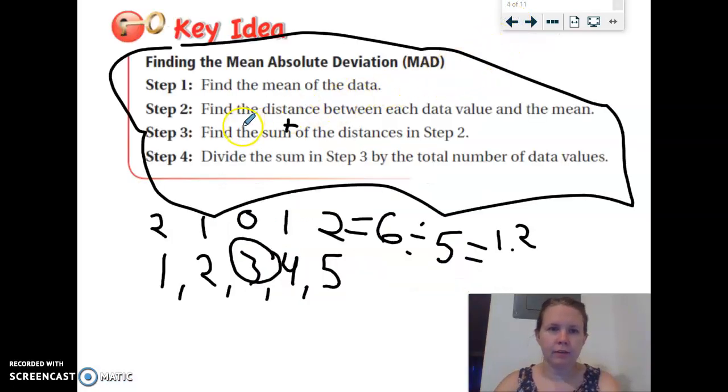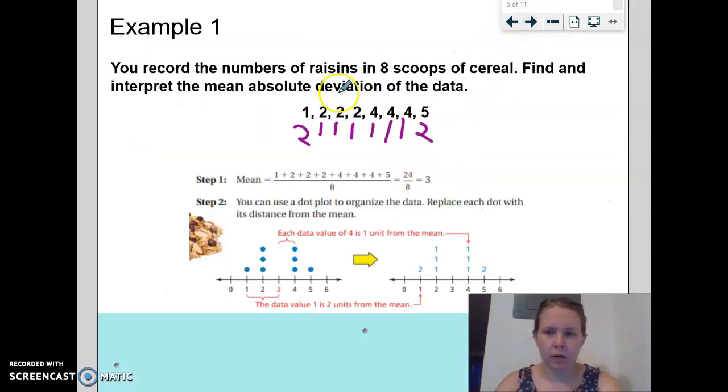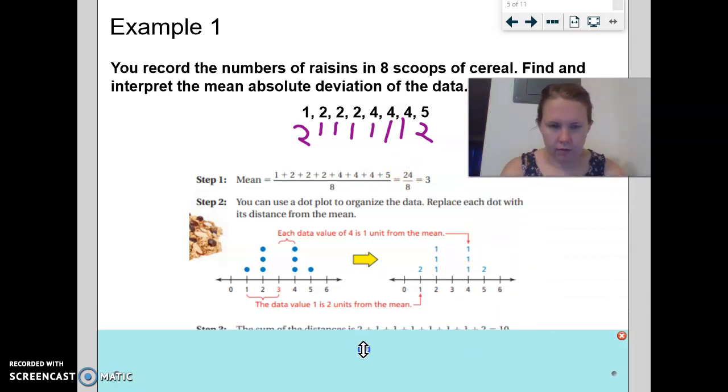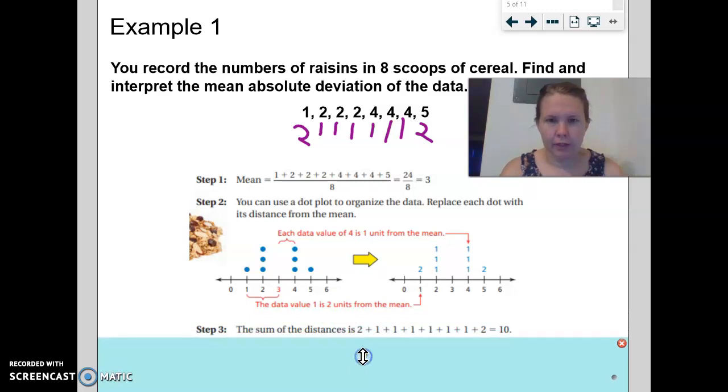Step 3 then says find the sum of the distances in step 2. So then when I go ahead, I will add all these together. Okay. So when we add them all together, and look, they have the same numbers that I got here, okay? So the 2, 1, 1, 1, 1, 1, 1, and the 2. So when you add those all up together, you get an answer of 10, okay?